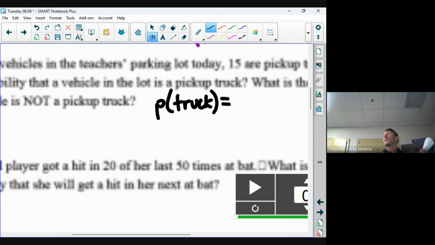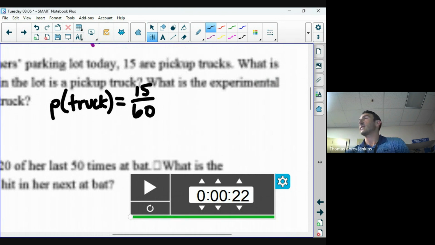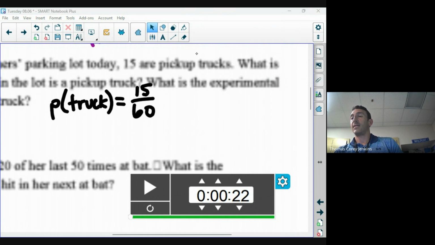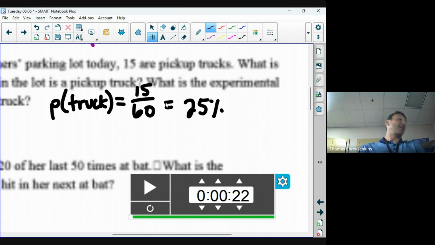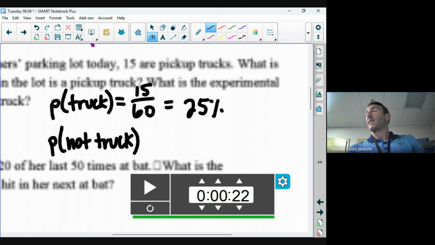Okay. It says right in the prompt that 15 out of 60 were trucks. So that's my probability. And again, converting to a percent, you just take 15 divided by 60, and that's 0.25. So we could say 0.25 or 25%. Okay. So if the probability that it's a truck is 25%, using your logic, what would the probability of anything else be? 75%, right?